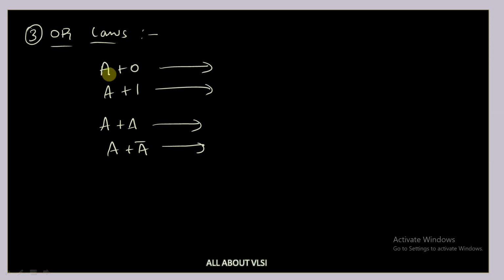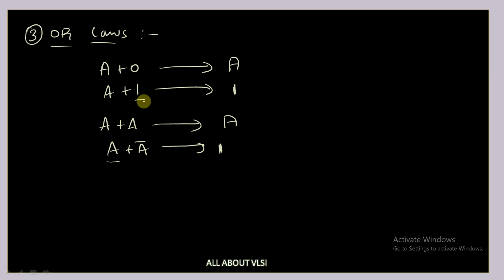Okay, so basically a plus 0 is nothing but a, and a plus 1 is 1, and a plus a is a, and a plus a bar is nothing but 1. Not only a, you can take any variable. If you are performing logical OR operation with 0, you are going to get a, and with 1, you are going to get 1. Between the same variables, you are going to get a, and between the variable and its complement, you are going to get 1. So this is nothing but your OR laws.